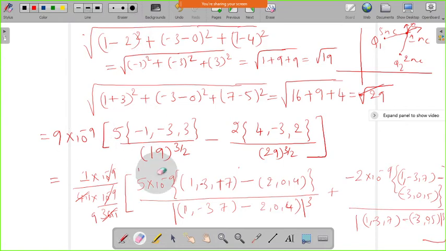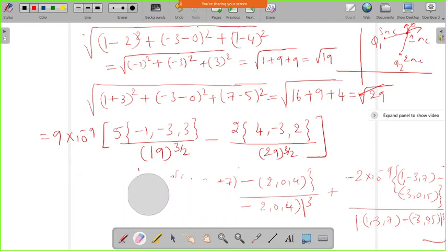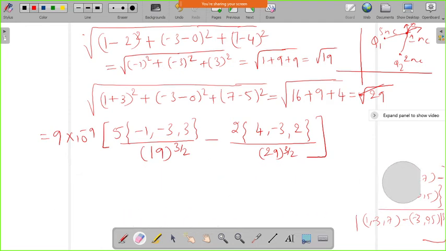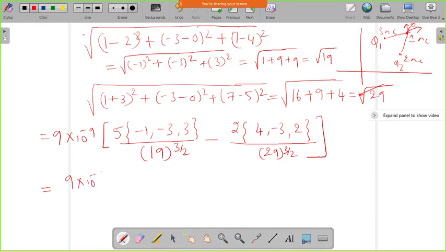So now you can find out the resultant one. So 9 into 10 power minus 9, this into, now you can divide 5 by 19 power 3 by 2. It may give, you can check it, 0.108, and 1 over 19 power 3 by 2 is nothing but 0.108. Or you can calculate what is 5 by 19 power 3 by 2, just calculate it and tell me.